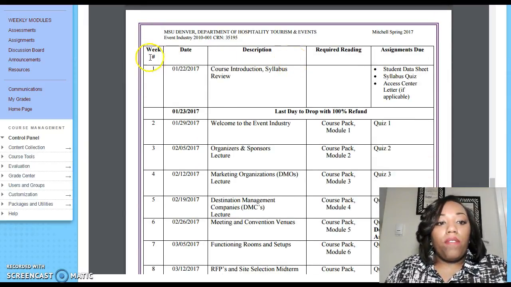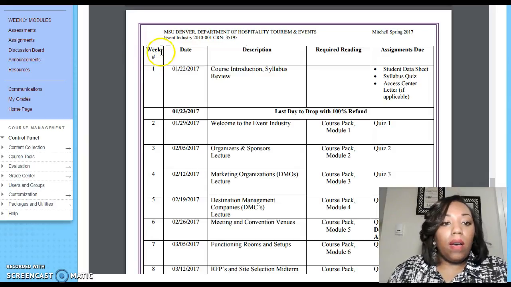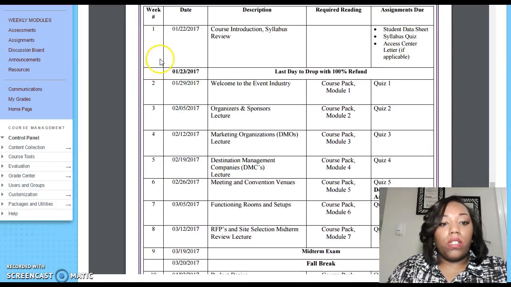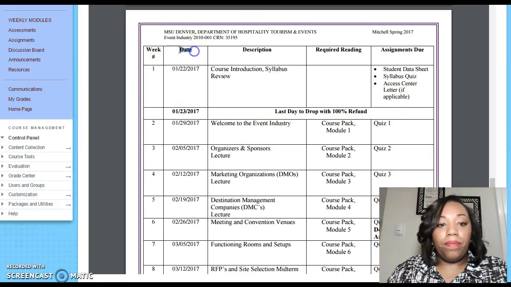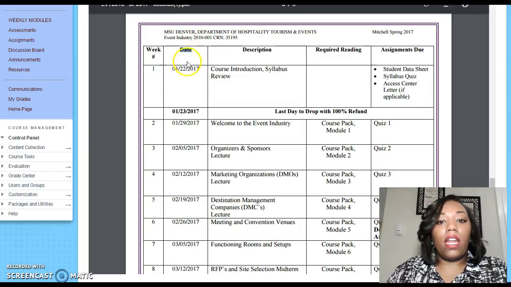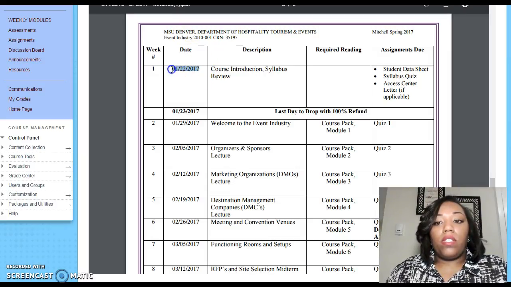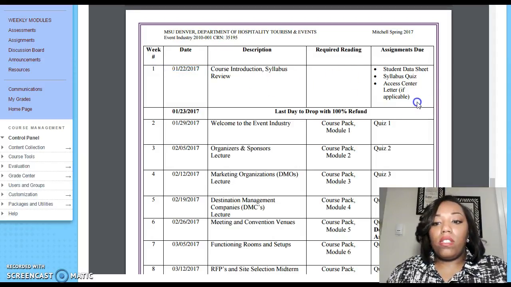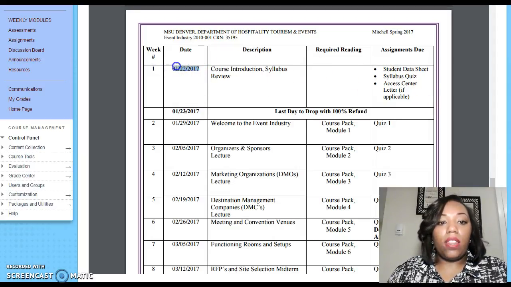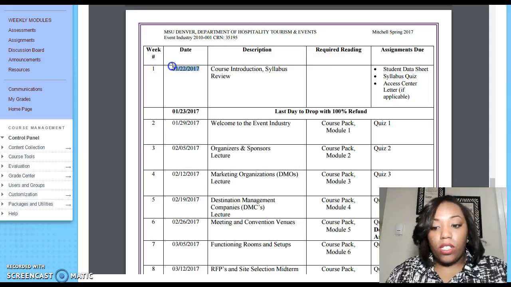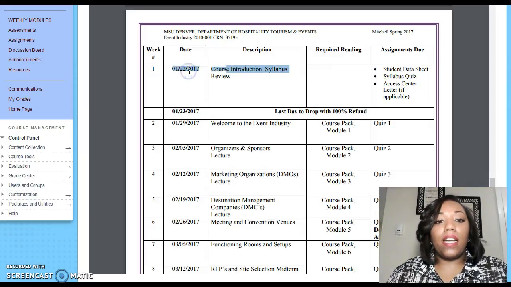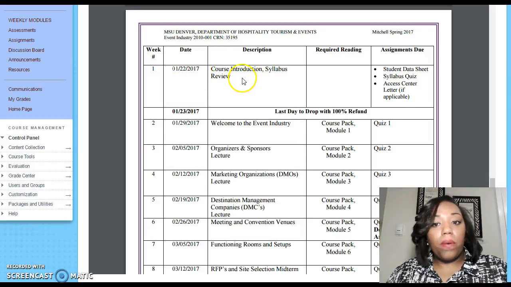All right, so if you pay attention, I believe it's coming up yellow. These are the weeks, of course, of the 16 weeks in a semester. I've had a lot of students get confused on this date: 1/22/2017. That's the day that all of this stuff right here is due. This is not the week that the week starts. This is the date that your assignments are due. And this is a description of what we'll be focusing on that week.